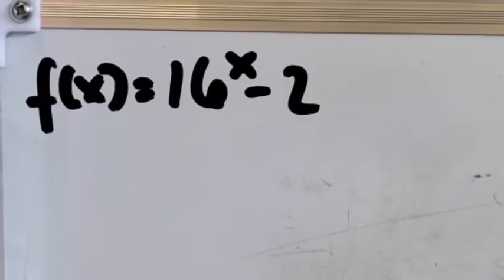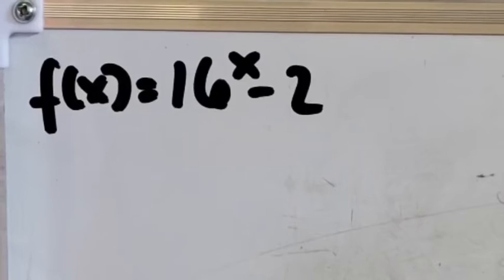Now let us move on to the second example with the given 5^x = 16^(x - 2).